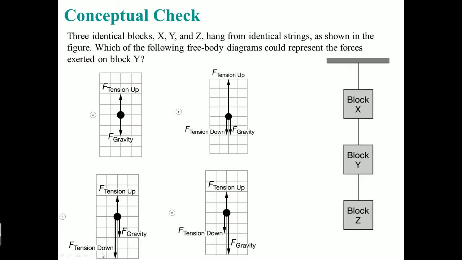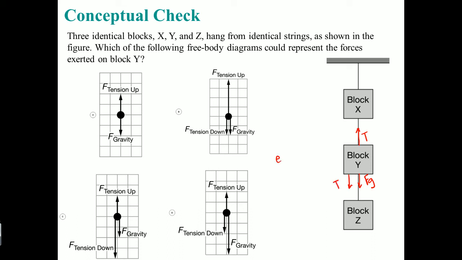Here's a conceptual check that you should understand for the AP Physics exam. The three identical blocks X, Y, Z are hanging from identical strings as shown in the figure. Which of the free body diagrams could represent the force exerted on block Y? Block Y has a force going up, which is tension, and a force going down, which is gravity. That is true, but there's also one more force pulling this down because it is on a string. It's tension.